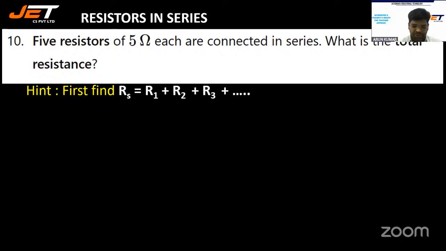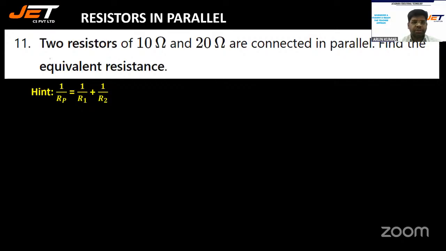Yes, 25. Absolutely right. I'll go for the next one. Two resistors of 10 ohms and 20 ohms are connected in parallel. Find the equivalent resistance. Now they are in parallel, students. You can just tell me the fraction instead of telling me the decimal values.